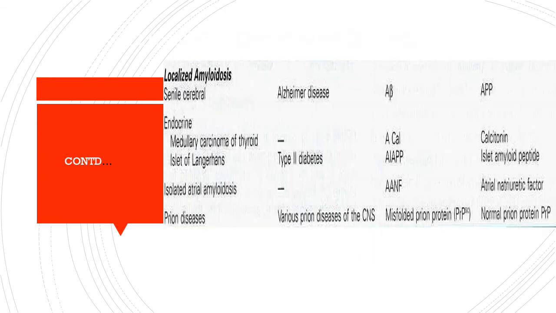Localized amyloidosis, senile cerebral, is seen in the condition called Alzheimer's disease, and the amyloid protein is A beta, and the precursor is amyloid precursor protein. In endocrine disorders, such as medullary carcinoma of the thyroid, amyloid is associated with calcitonin. In the islets of Langerhans, type 2 diabetes is the condition, and it is seen with islet amyloid peptide protein. Isolated atrial amyloidosis can be seen in association with atrial natriuretic factor. Prion diseases, which are nothing but infective proteins, include various prion diseases of the central nervous system, and the misfolded protein is the associated protein.